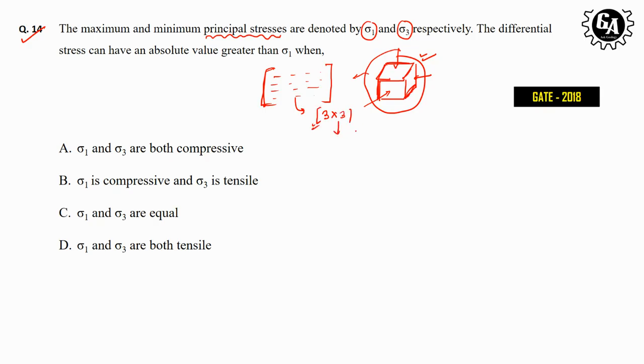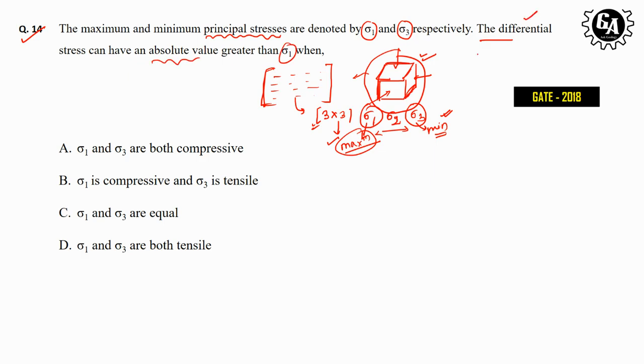In this case, we find the three principal stresses, that is sigma 1, sigma 2 and sigma 3. By convention, sigma 1 is considered to be the maximum principal stress, and sigma 3 is considered to be the minimum principal stress. This is our convention, and we just remember those things in this manner.